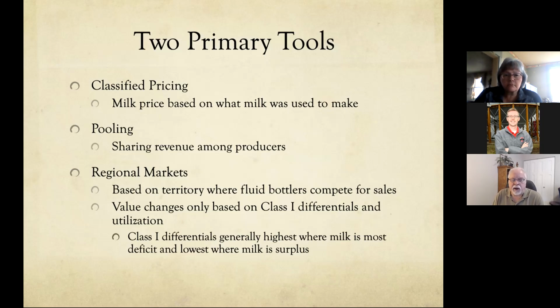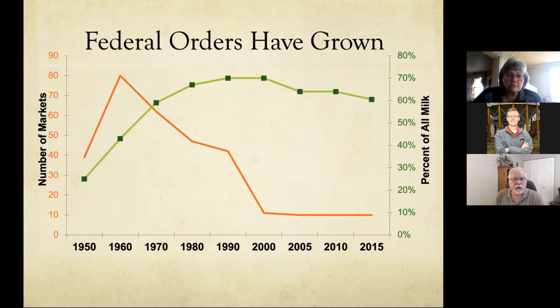And there are values that differ based on class 1 differentials and the amount of milk used in the different classified pricings. So class 1 differentials are generally the highest where milk is most deficit. So think of the Southeast, like Florida, where we have big differentials down there, and they're lowest in areas like Idaho or even in the upper Midwest, where we've got a lot of cows and not so many people. Federal orders have grown in size.